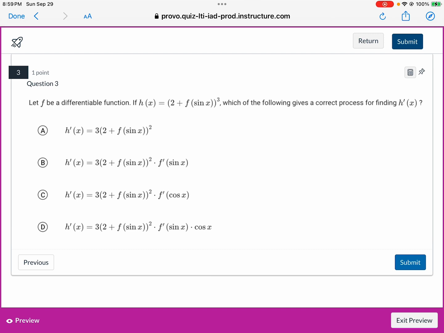And then we have to take the derivative of f of sine of x, which is a composition. So it'd be f prime of sine of x, but B and C at that point would be eliminated, because you have to keep the inside the same, and you'd have to go inside that function and take the derivative of sine. And so the option would have to be D right there.